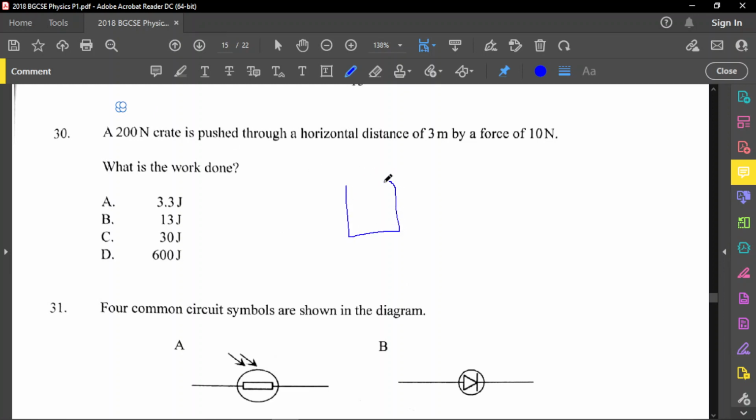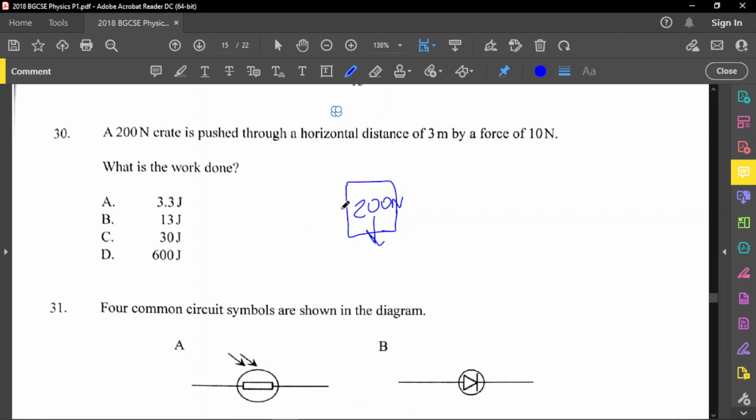This is the crate, and the weight of the crate is 200 newtons acting downwards, because weight acts downward. So this is going to act downward on the floor, right? So it's 200 newtons acting downwards on the floor. All right, so 200 newtons acting downward.